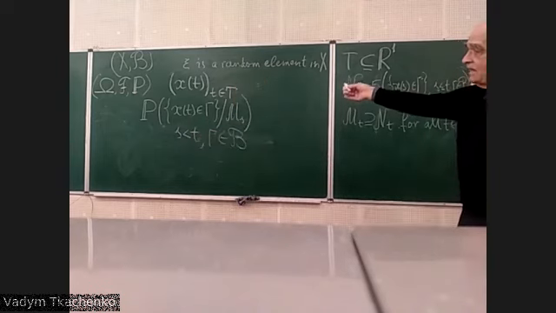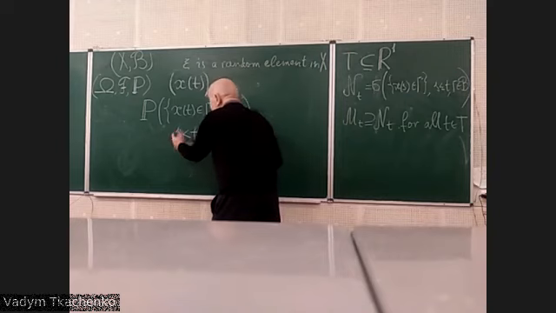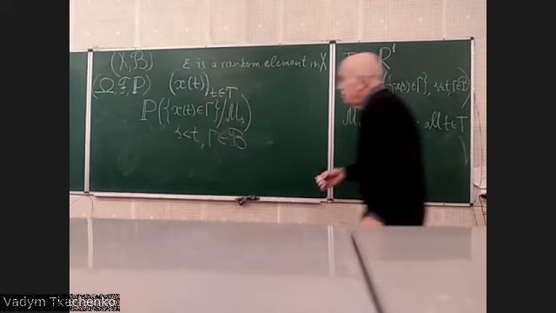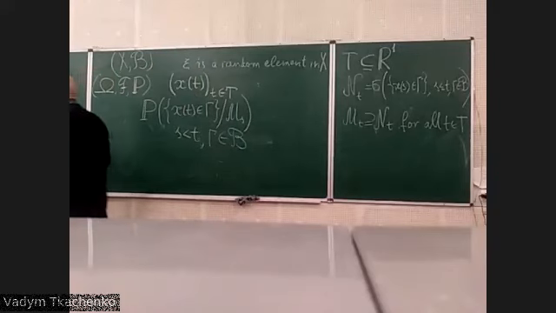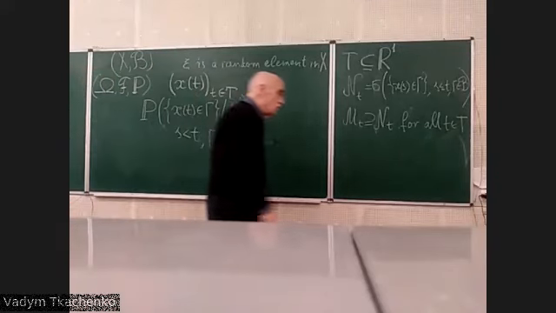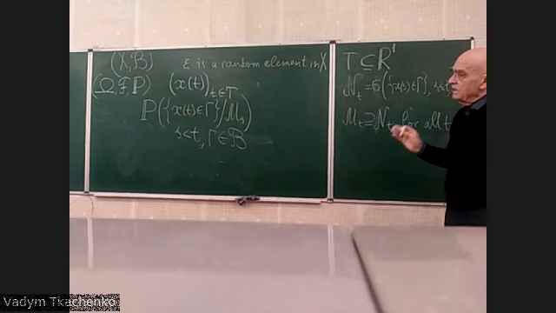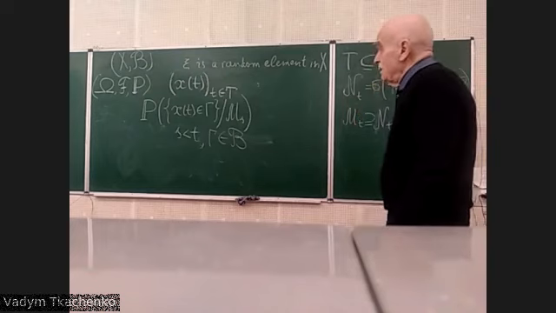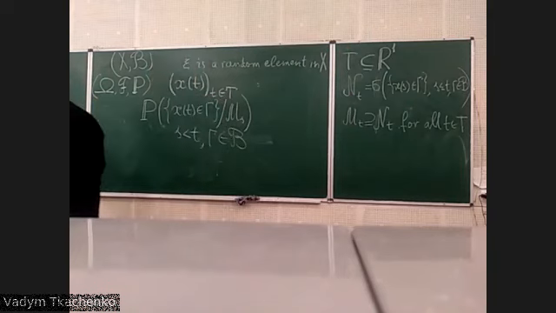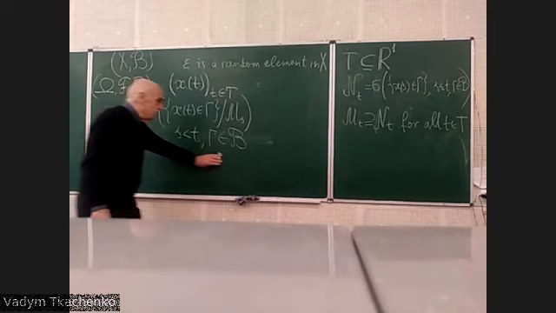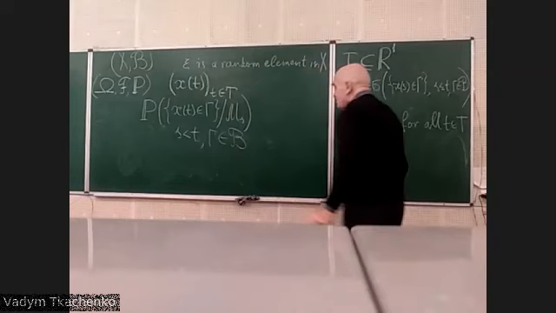So if we can calculate these probabilities for different S, for any pair of S and T, and for any gamma, we will have some prediction for our process in the future. Okay, but how to calculate? How can these probabilities be calculated? It is very difficult.